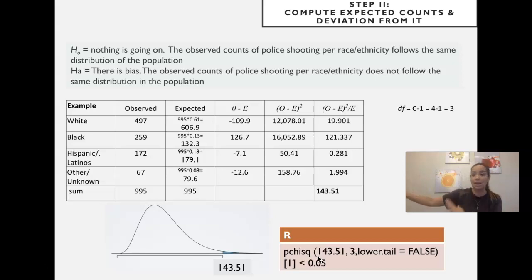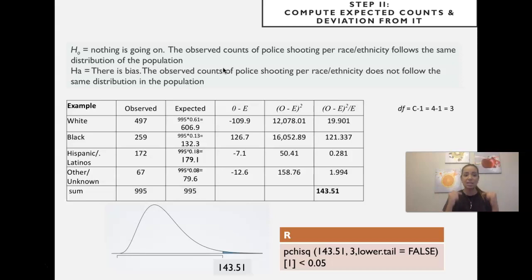So way above the cutoff, way less than 0.05, is the probability of observing this deviation if there was no bias in police shooting. So this allows us to come in and say, I'm going to reject the null hypothesis that nothing is going on. And I am going to assume that there is bias, because the observed counts of police shootings per race and ethnicity do not follow the same distribution in the population.